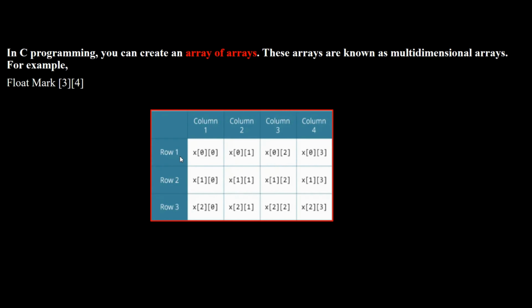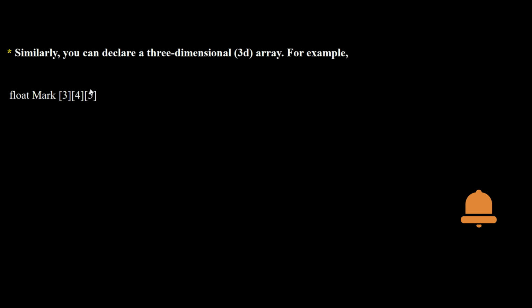We used to write an array with just one line. For example, here float mark of 3, and this 3 will be given to the column because we have just one line. But in the multidimensional array, we have an array with a number of columns and a number of lines. So we will see now how to use this multidimensional array, how to give elements, how to access the elements in this array.